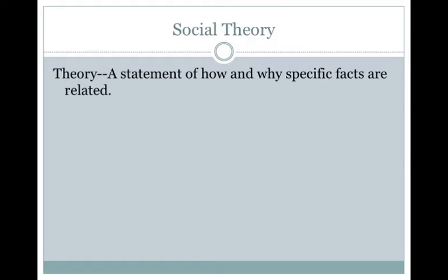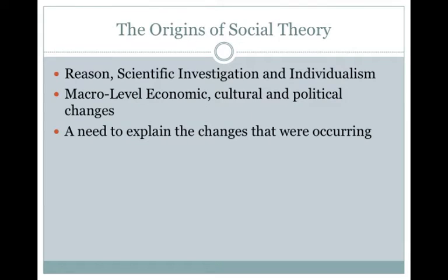Social theory emerged as a way of reasoning through what people saw. It emerged in the Enlightenment era, in the 1700s. Again, people were looking at what was going on in the world and wanted to come up with explanations. So it really comes out of this environment of reason and scientific investigation and the rise of individualism.